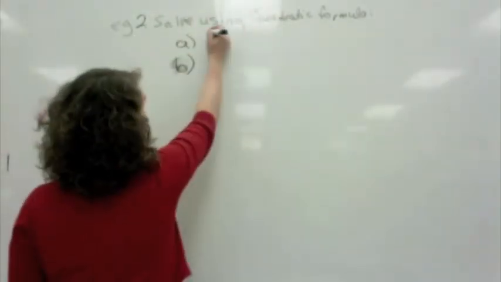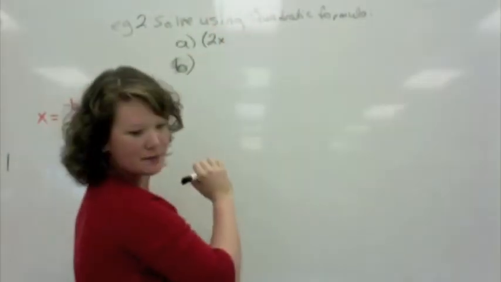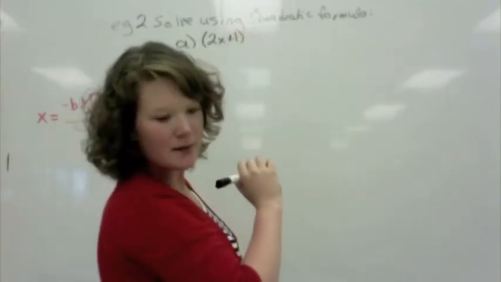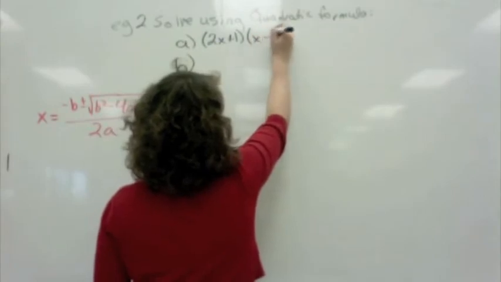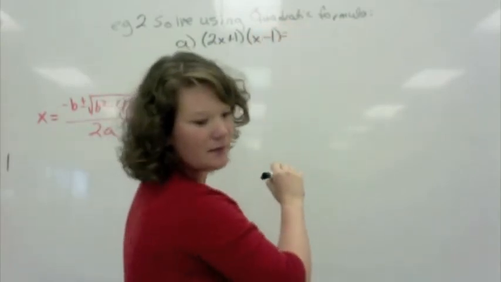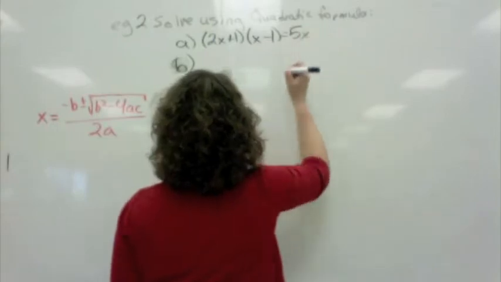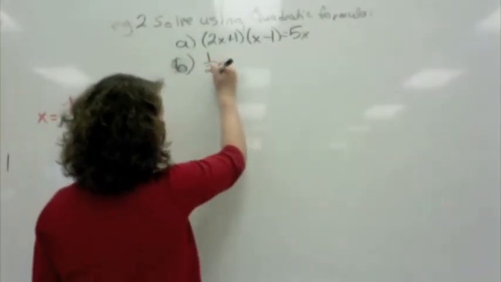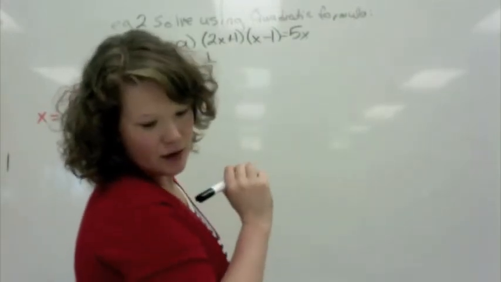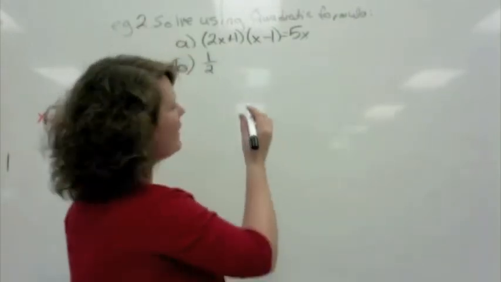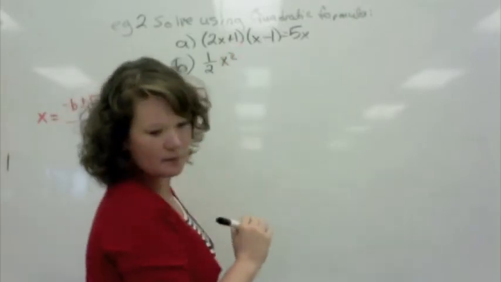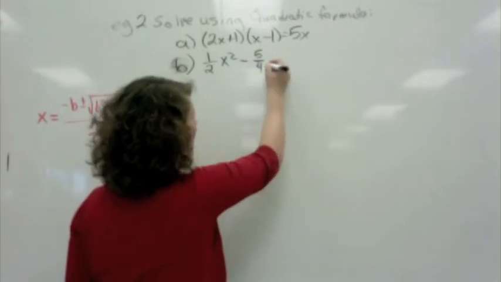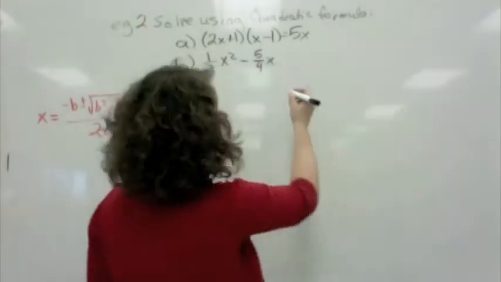A is going to be 2x plus 1 times x minus 1 equals 5x. B, 1/2 x, ooh, the dreaded fractions. 1/2 x squared minus 5/4 x equals 3.